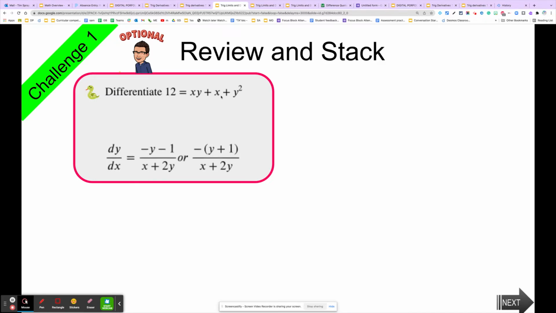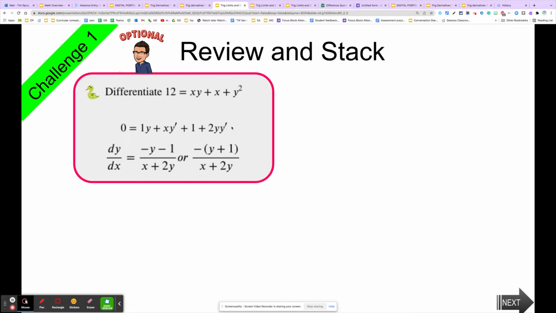So remember, the derivative of 12 with respect to x is 0. This is the product rule right here. So the derivative of x is 1 times y plus x times the derivative of y. And the derivative of y is y prime. Plus the derivative of x is 1. And then the derivative of y squared is 2y, and the derivative of y would be y prime.